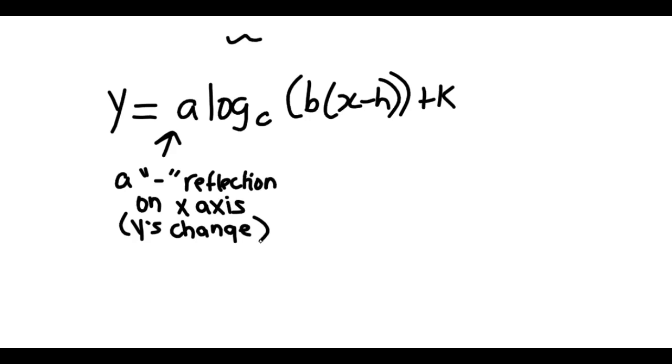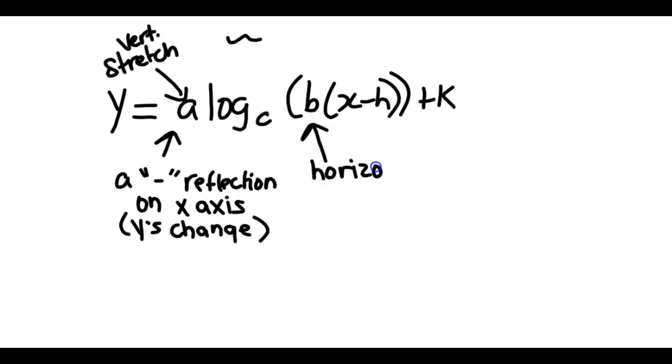B is, oh, we have to talk about A as being a stretch too, right? A vertical stretch. Because if A is 2, then our y values are now 2 times as big. If A is a half, then our y values are now half as big. The same goes with B, except it's a horizontal stretch, and the opposite happens.